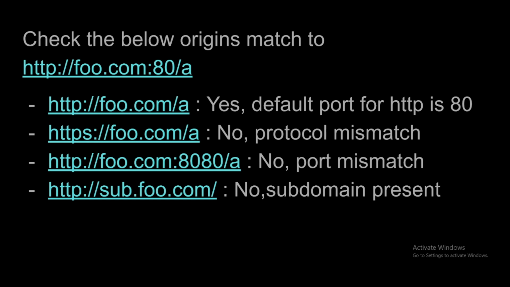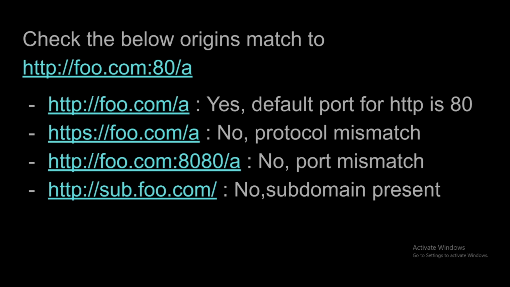Coming to the next example: https://foo.com/a. No, this is not in the same origin because the protocol is different. That is HTTPS, and we are taking the example of HTTP. So no, it's not in the same origin. Next, http://foo.com:8080/a. Here, it's not in the same origin because the port is different. The port is 8080 and we are looking for port 80. So, this is not in the same origin.